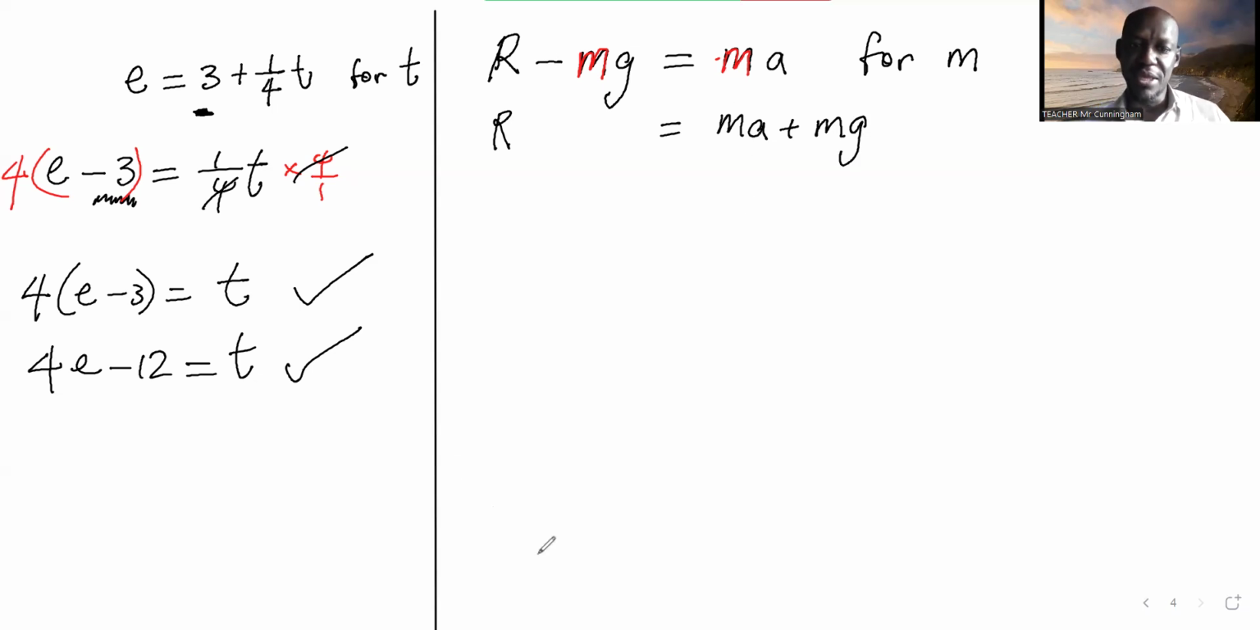Because the MA is negative. It's negative here. And if it's negative on that side, when we bring it to this side, it becomes positive. So this MA didn't move, so it stays positive. That's why we have the same, but the negative MG, when you bring it over, it becomes positive.